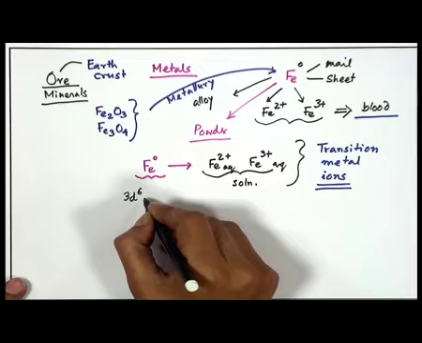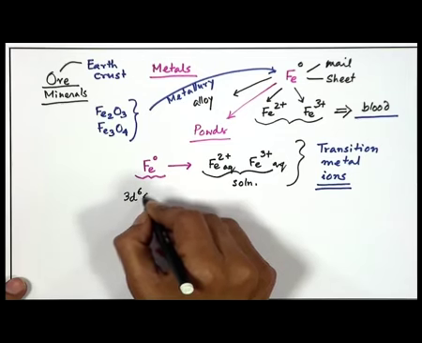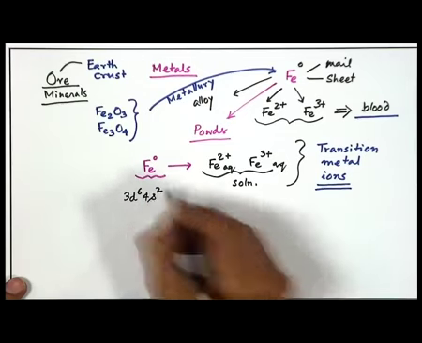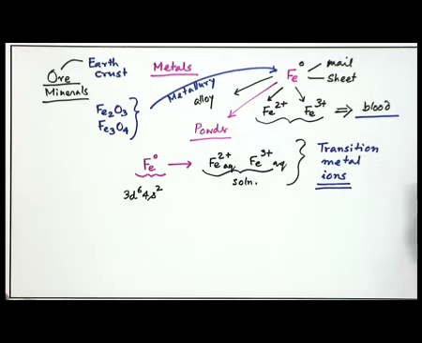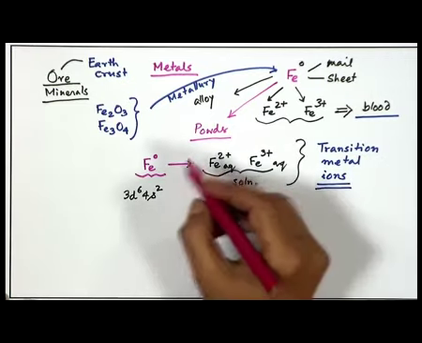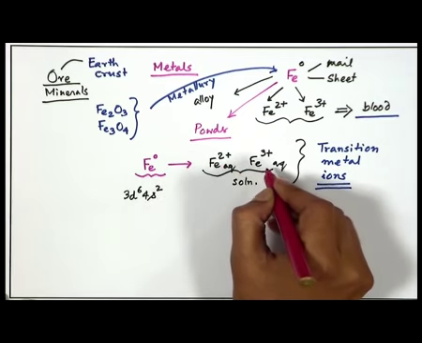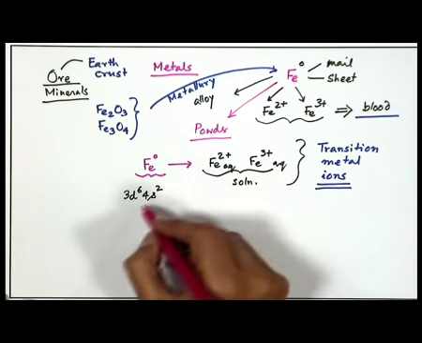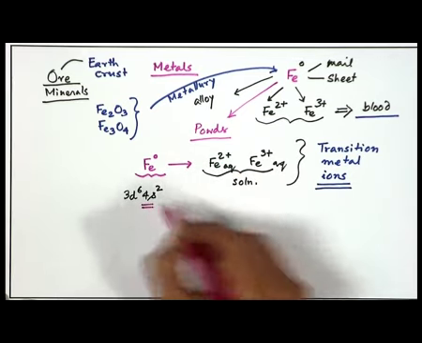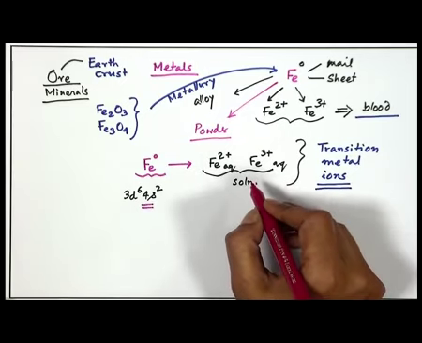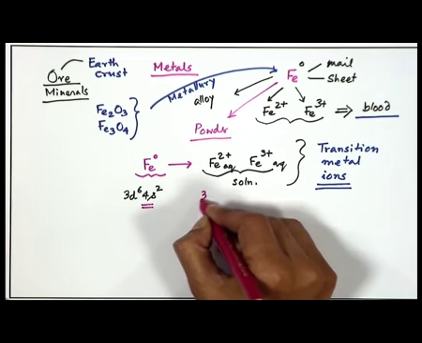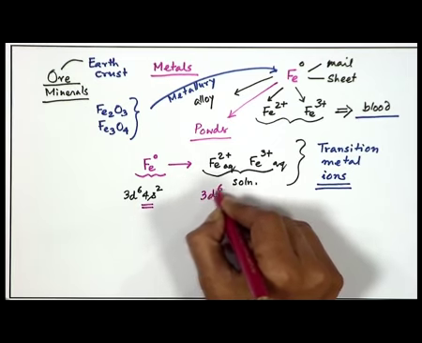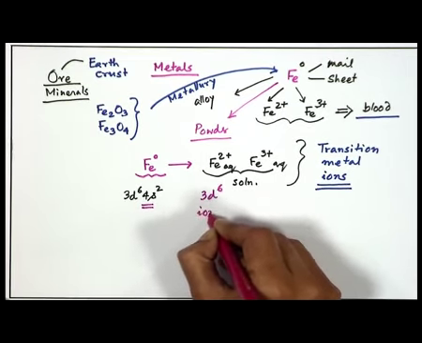which is 3d6 and 4s2, so it is in the zero state. So, when it is losing 2 electrons, it is losing 3 electrons. So, straight away we will not consider the electron occupancy in this particular level. So, we will straight away write that it is a 3d6 ion.